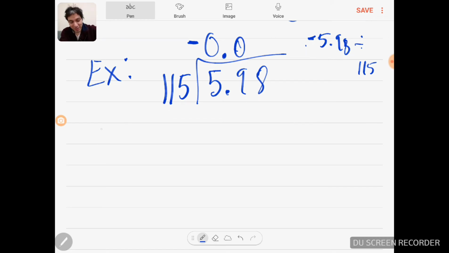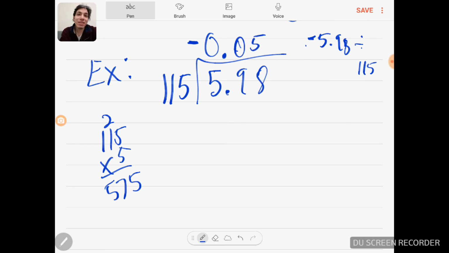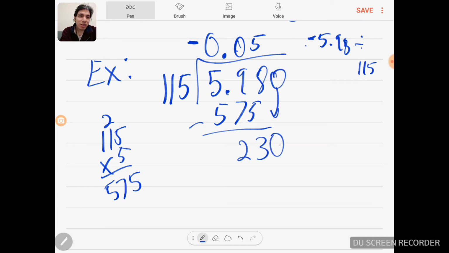How many times? We have to take a guess. I'm going to use my favorite number, 5, to take a guess. 5 times 1, 5. Add 2 more, 7. 575, excuse me. I subtract, I get 3, 2. Now I add one more 0 here.